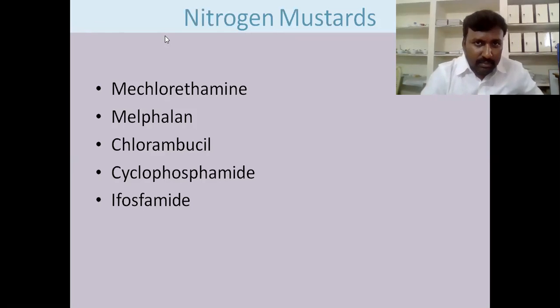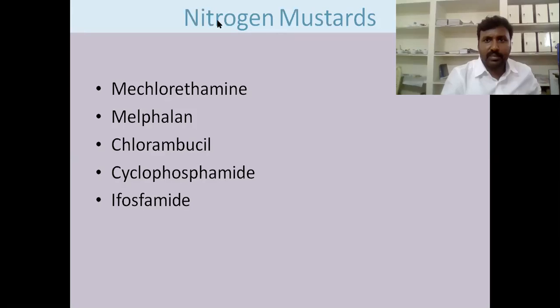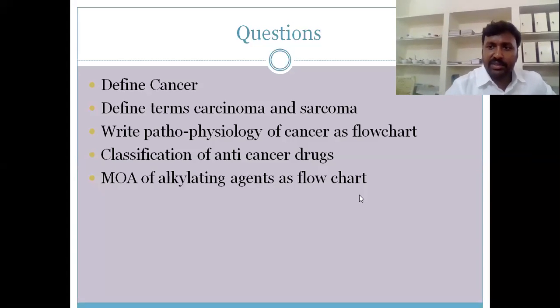So whatever we discussed in this session: cancer and terms like sarcoma, carcinoma, neoplasm, the pathophysiology of cancer, classification, and one drug's mechanism of action and adverse effects. So these are the questions. Define cancer, define the terms carcinoma and sarcoma, write the pathophysiology of cancer as a flowchart, classification of anti-cancer drugs, mechanism of action of alkylating agents as a flowchart, write it.